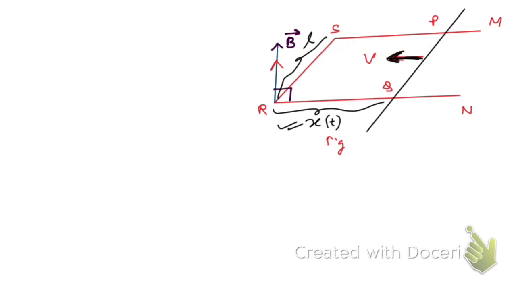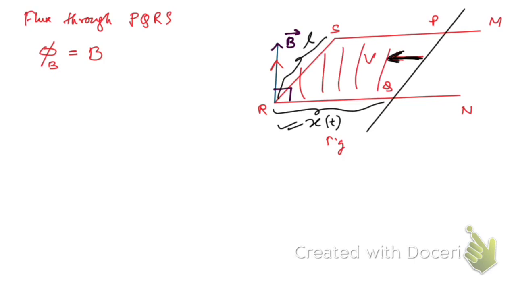So the flux through PQRS will be given by, let me write here phi B to represent magnetic flux, that is magnetic field into area. The area of this will be L into X, right? L into X. Okay, that is the flux.